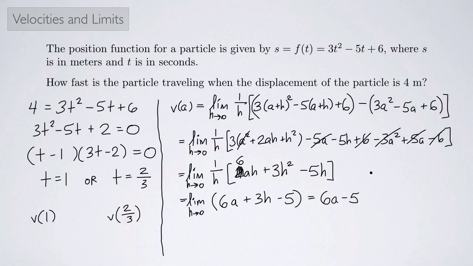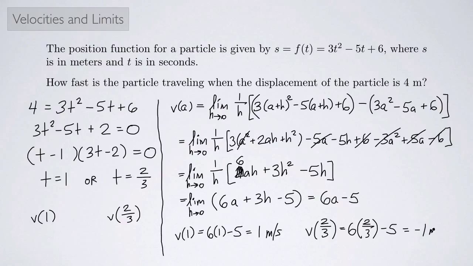Okay, so that's what this is in general. And now I can plug in for v of 1. So v of 1 is going to be 6 times 1 minus 5. And 6 times 1 minus 5 is going to give me 1 meter per second. And I can also find v of 2/3. So that's going to be 6 times 2/3 minus 5. And when you calculate that, you end up getting negative 1 meters per second.